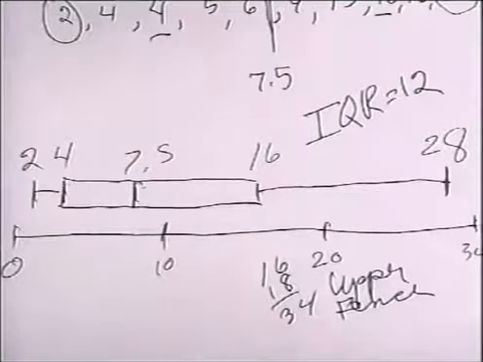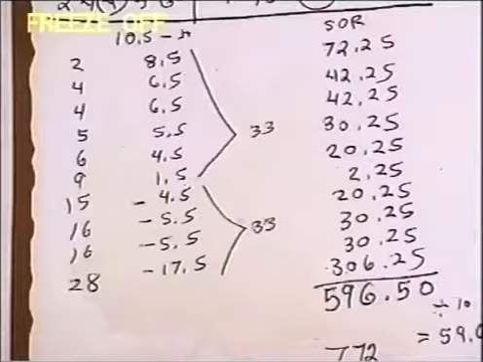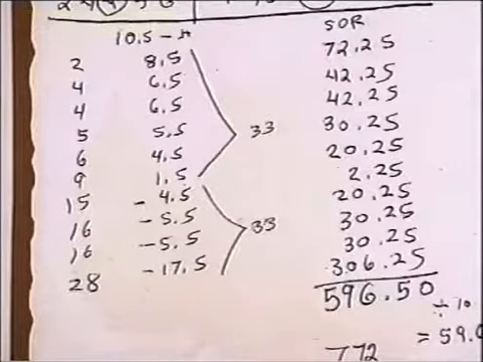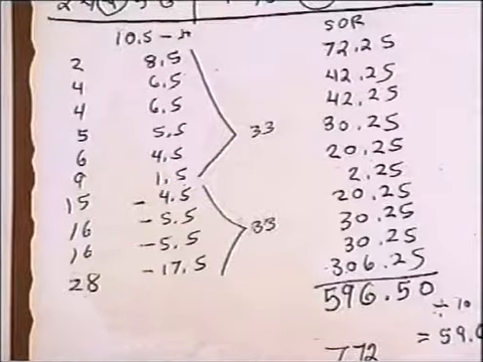Okay? Now, what I want to do is shift over to, for this same data, what happens, how do we take a standard deviation, how do we do the standard deviation? Okay, let's see if I could get this all into here. All right. Taking that same data, you see down the left-hand side, 2, 4, 4, 5, 6, 9, 15, 16, 16, 28. That's my data from before.